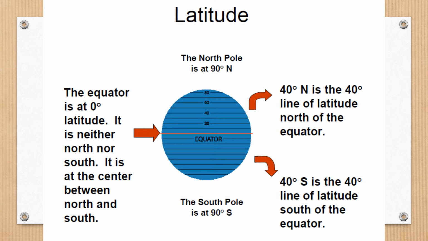Latitudes, once again, the equator is 0 degree. It is neither north nor south, therefore it is the center between the north and south. Just as 40 degrees north is 40-degree line of latitude north of the equator, 40 degrees south is the 40-degree line south of the equator. Similarly, 23.5 degrees north would make the Tropic of Cancer. 23.5 degrees south would make the Tropic of Capricorn.